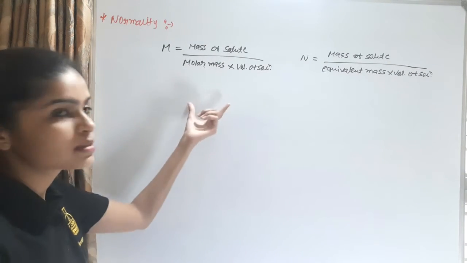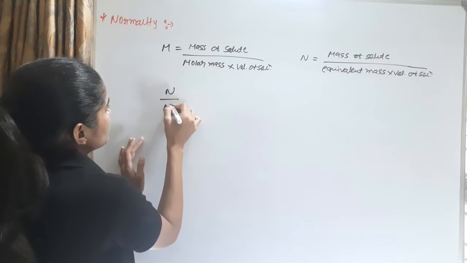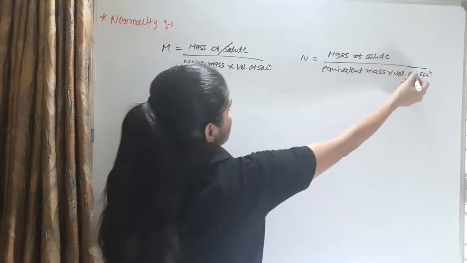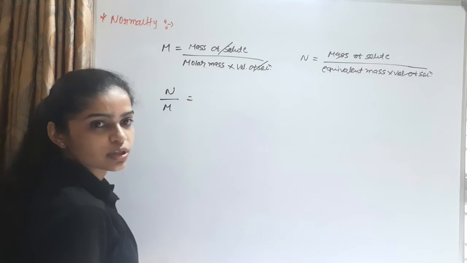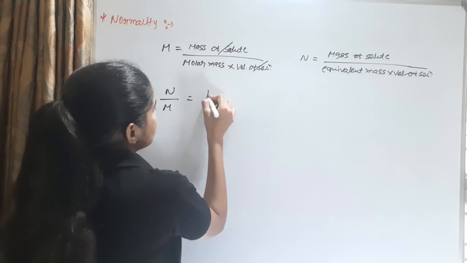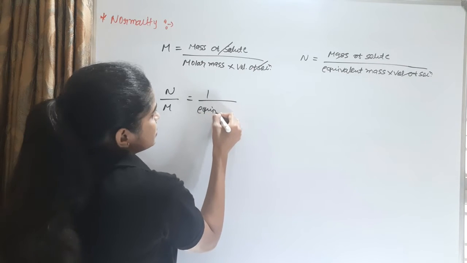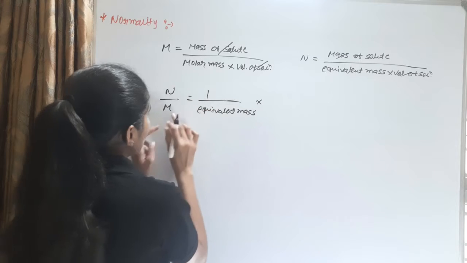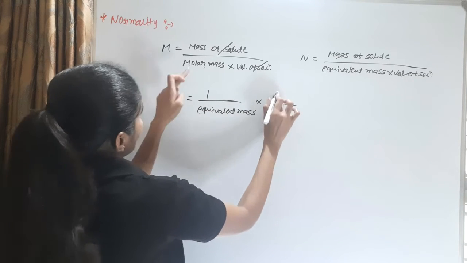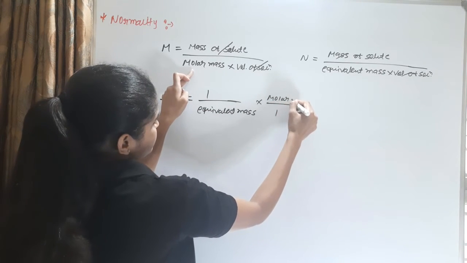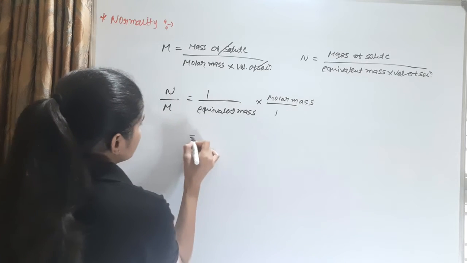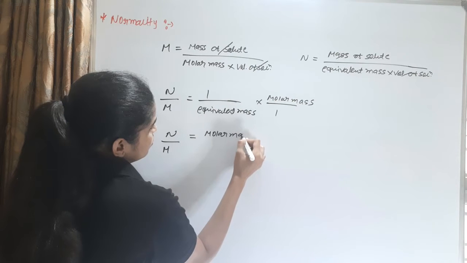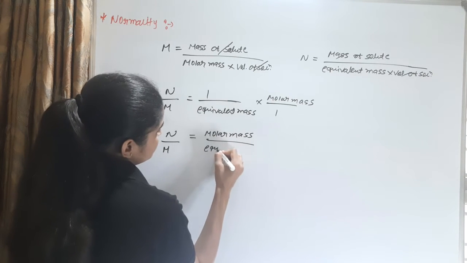Then dividing these, N by M is equal to: the mass of solute cancels out, and the volume of solution cancels out. So normality is 1 upon equivalent mass and molarity is 1 upon molar mass. So N by M is equal to molar mass upon equivalent mass.